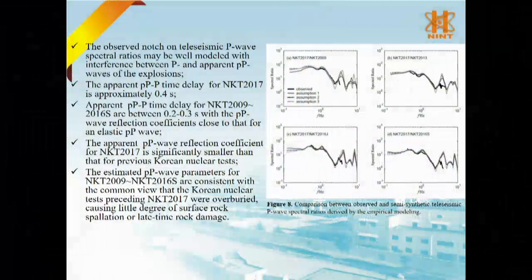However, the apparent pP wave reflection coefficient for the sixth nuclear test is significantly smaller than that for previous Korean nuclear tests. And the estimated pP wave parameters for the second to fifth nuclear tests are consistent with the common view that the Korean nuclear tests preceding the sixth, in 2017, were overburied, causing little degree of surface rock spallation or latent rock damage.